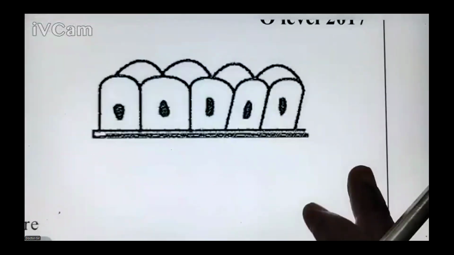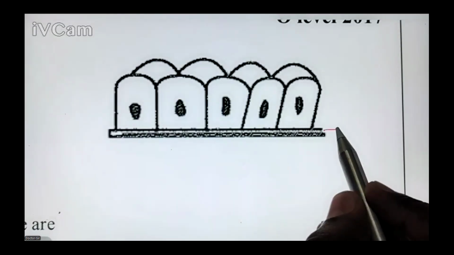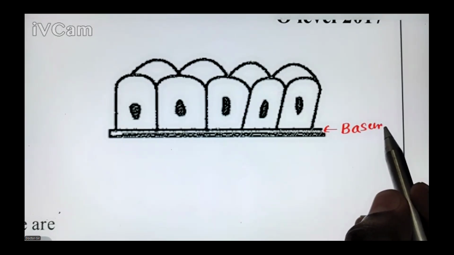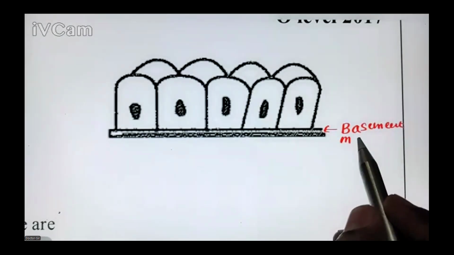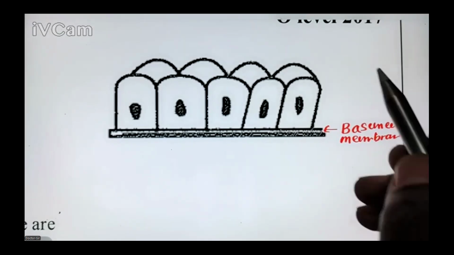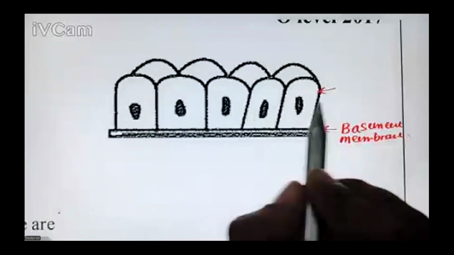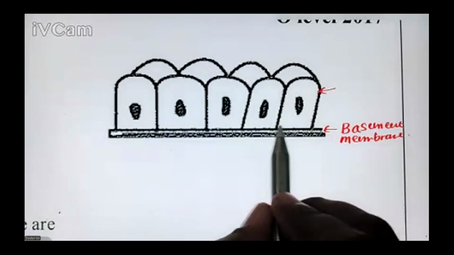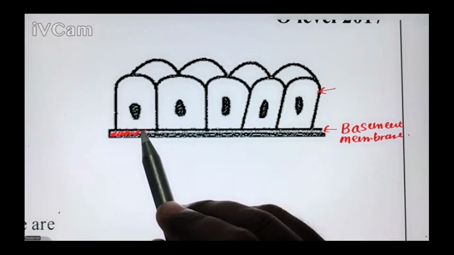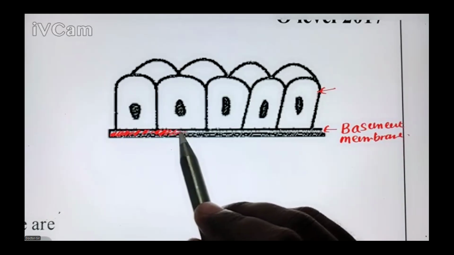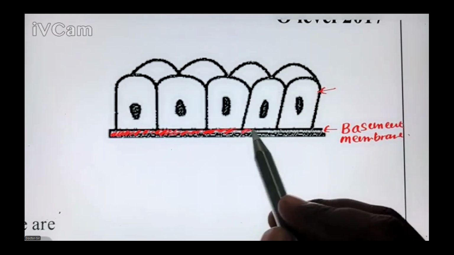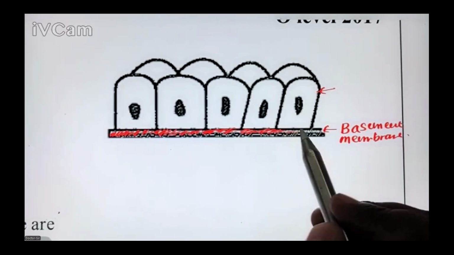First, look at the features. It has a basement membrane. Yes, good. And it has cells organized here on top of the basement membrane. So on top of the basement membrane, the muscles, sorry, not the muscle, the cells are organized here.